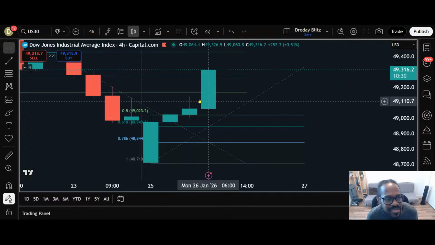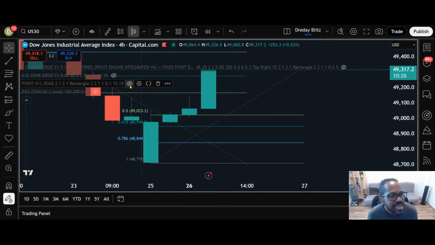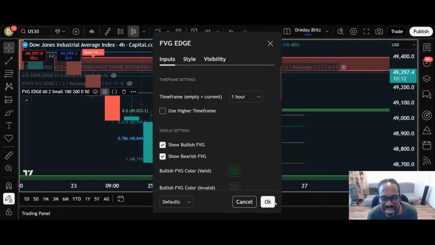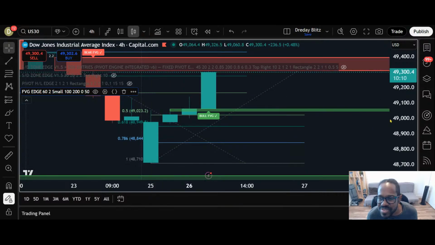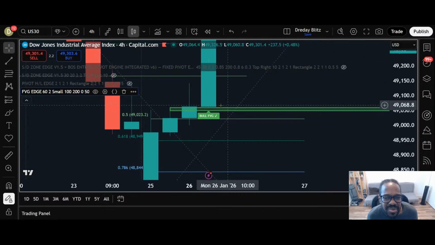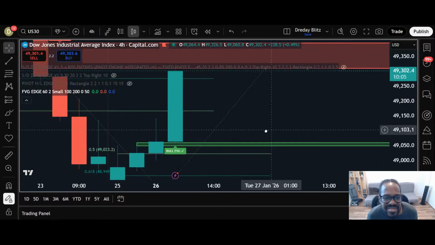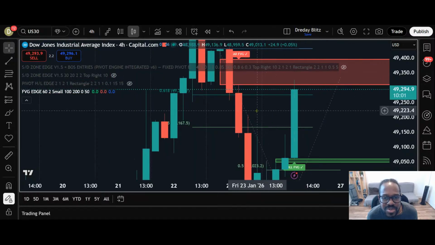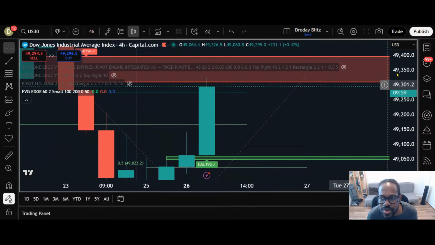So this is a fair value gap. I'm pretty sure if I open up my FVG here, and I'm going to put another 1 hour, there you go. You see, we have a fair value gap right here, you can clearly see it, and we have a fair value gap right here also. So we're in between two fair value gaps.